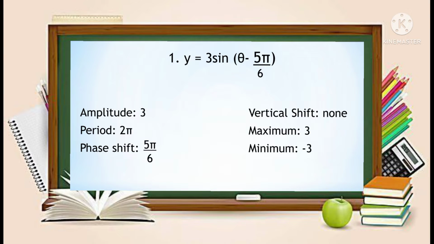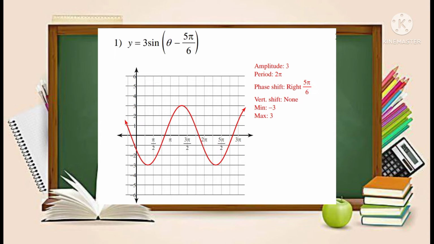Here is the final answer of the number 1 equation, which is y equals 3 sine of theta minus 5 pi over 6. Amplitude 3, period 2 pi, phase shift 5 pi over 6, vertical shift none, maximum positive 3, and minimum negative 3. Here is the wave of the graph of number 1. From the origin, it goes down to pi over 2, across pi, and goes up to 3 pi over 2, and goes down to 2 pi, and goes down to 5 pi over 2 and goes up across 3 pi. So that's the movement of the graph of y equals 3 sine of theta minus 5 pi over 6.